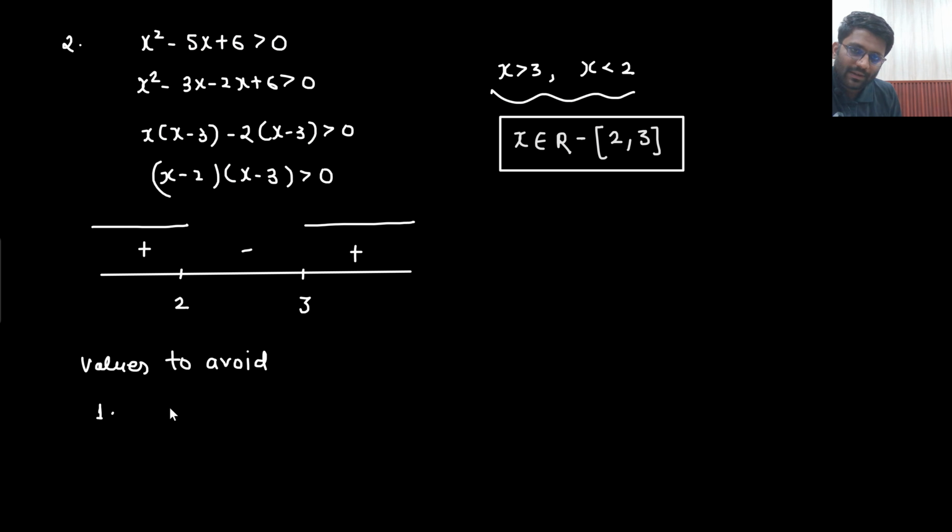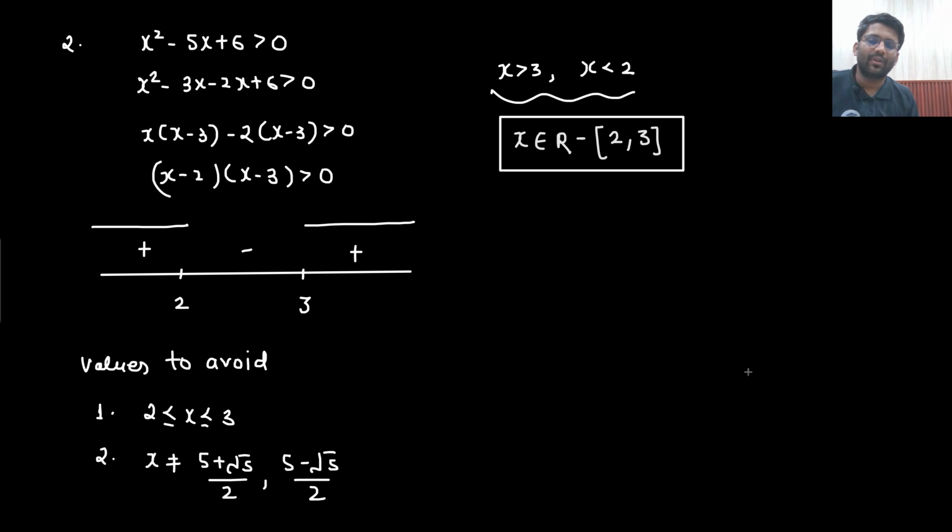Sir, the values to avoid are the values between 2 to 3, and x should not be equal to (5 ± √5)/2, that is, (5 + √5)/2 and (5 − √5)/2. So let's draw them on the number line.